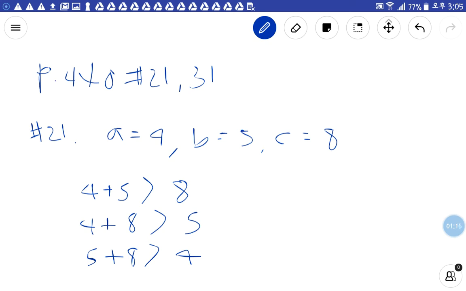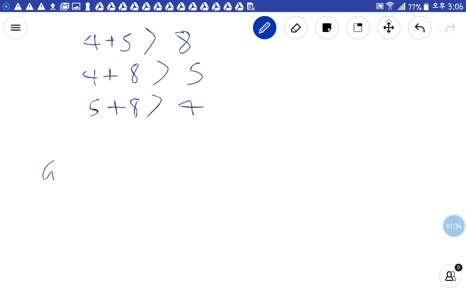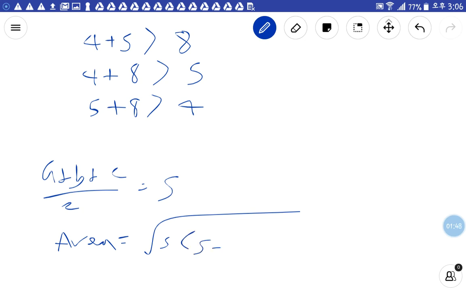Which means that we can find the area by using Heron's formula. You have to look at Heron's formula, which is on page 445. You have to find the semi-perimeter, which is A plus B plus C over 2, and we call it S. Then the area of a triangle would be the square root of S times S minus A, S minus B, and S minus C.